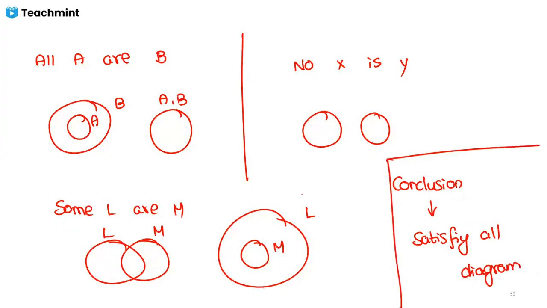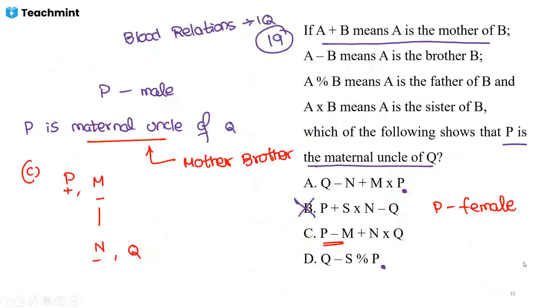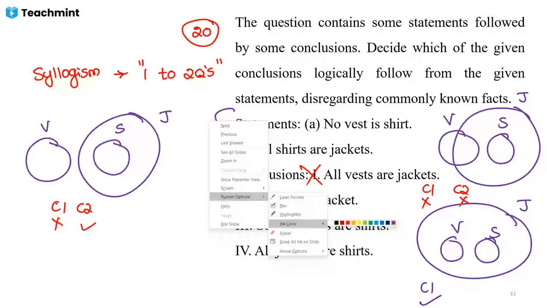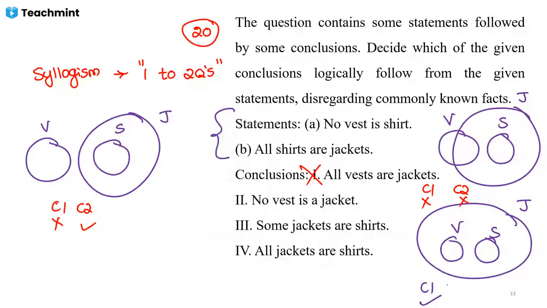Either-or is a special case, but as this is the revision part, I am not entering into that area. There is a very simple way to handle things. For the remaining situations, your conclusion should satisfy all diagrams. Now, conclusion one, all Western jackets: it is not satisfied here, though it is satisfied here. Satisfying one diagram is not enough, it should satisfy all diagrams. No Western jacket is satisfied there, but here it failed. The second one failed.